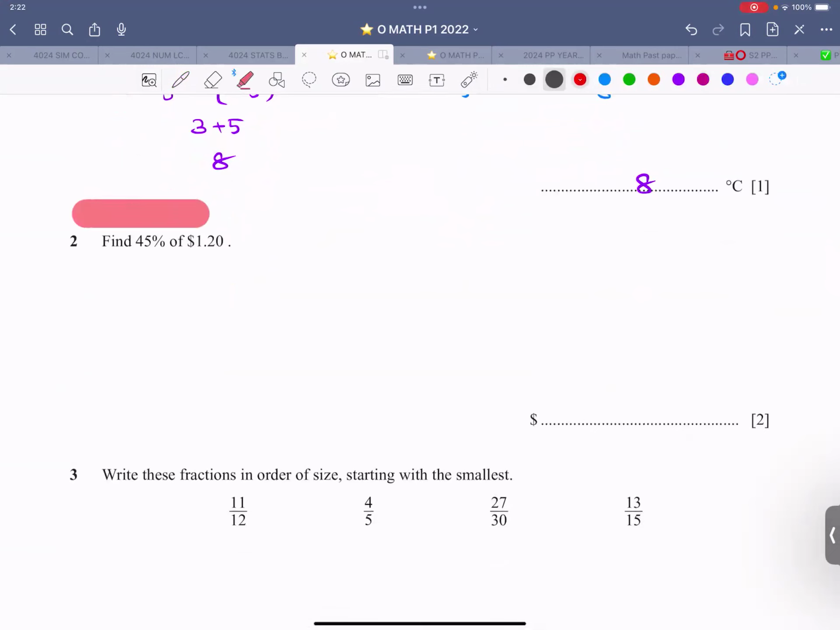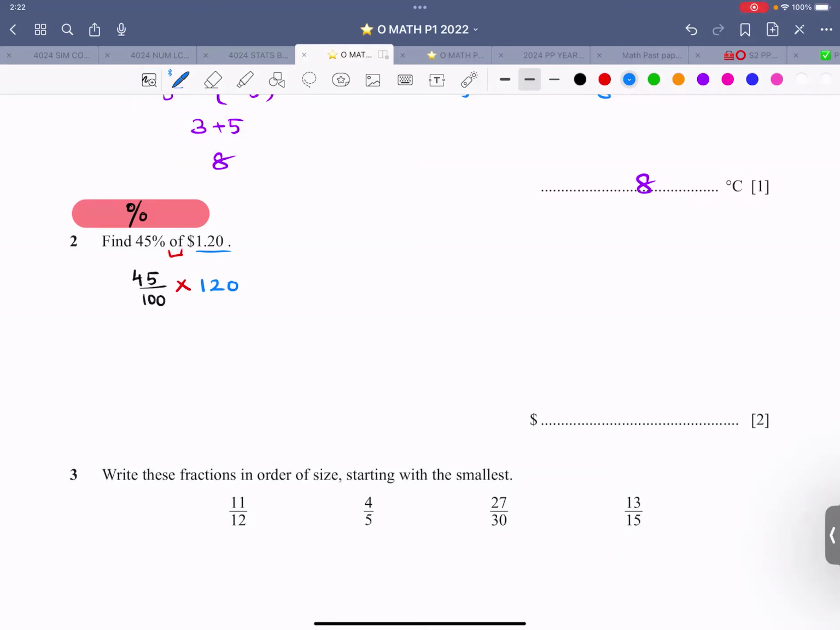Question number 2. This is about percentages. And remember, it's a paper 1 question, so calculator is not allowed. Find 45% of $1.20. So 45% is 45 over 100. Of means multiplication. And $1.20, let me write this as cents altogether. So this is 120 cents for simplicity.